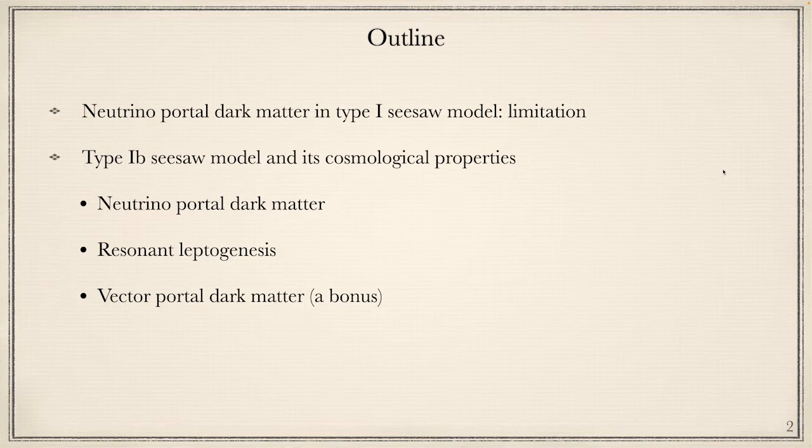First, let's take a view of the structure of the talk. During this talk, I will first tell you about the neutrino portal dark matter in the type 1 Seesaw model. We'll see the limitation of the type 1 Seesaw model, which motivates us to study an alternative version of it, called the type 1b Seesaw model. Then in the framework of the type 1b Seesaw model, we will discuss several cosmological problems: neutrino portal dark matter, resonant leptogenesis, and the vector portal dark matter.